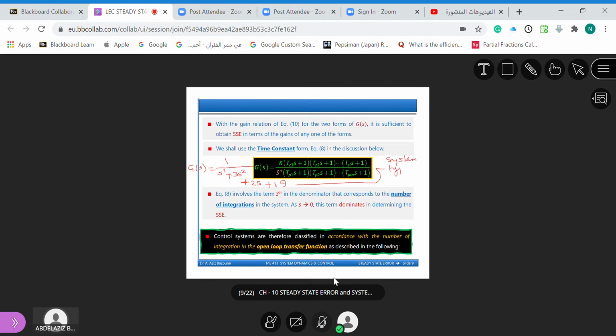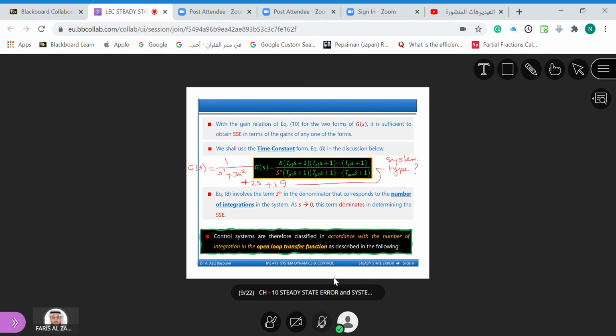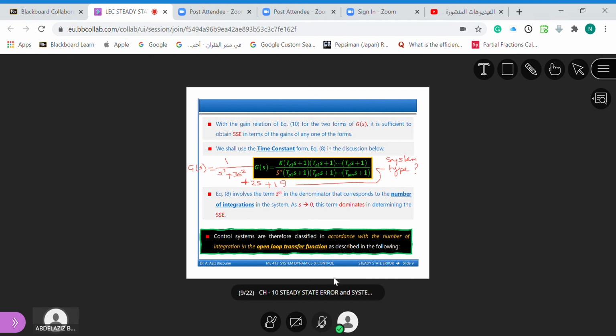System type. Okay, what is the system type, Shabab? I heard one answer, 3. Any other answer? Any other answer, Shabab? So the system type here, as you can see, is 0.